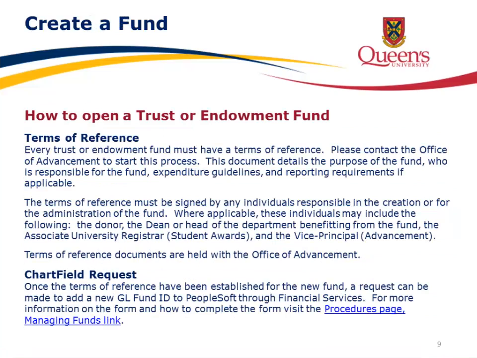How to open a trust or endowment fund. Terms of reference. Every trust or endowment fund must have a terms of reference. Please contact the Office of Advancement to start this process. This document details the purpose of the fund, who is responsible for the fund, expenditure guidelines, and reporting requirements if applicable. The terms of reference must be signed by any individuals responsible in the creation or the administration of the fund. Where applicable, these individuals may include the following: the donor, the dean or head of the department benefiting from the fund, the associate university registrar, student awards, and the vice principal of advancement.